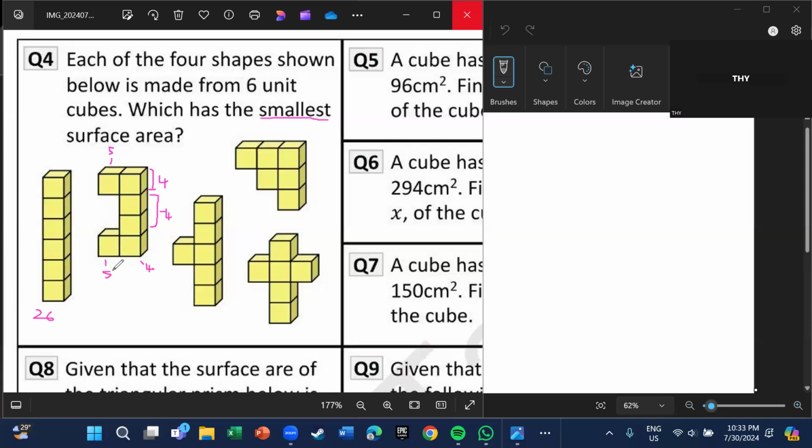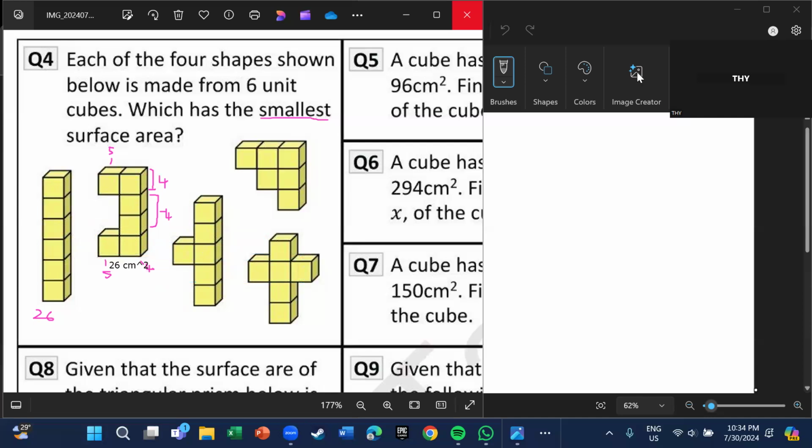So the working would be 5 plus 5 plus 4 plus 4 plus 4 plus 4. So this will give us 26 centimeters square. Pretty easy. So this shape here will be 26 centimeters square.